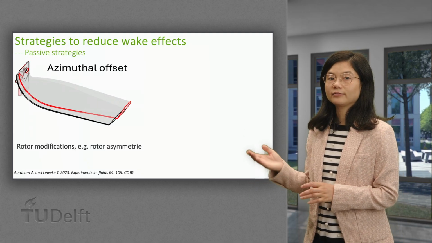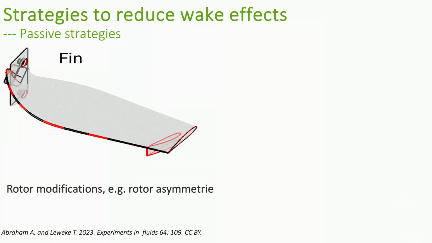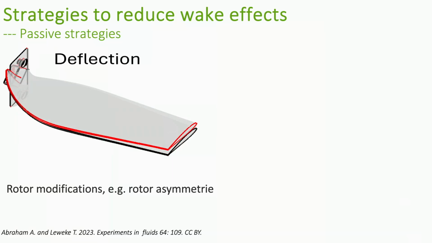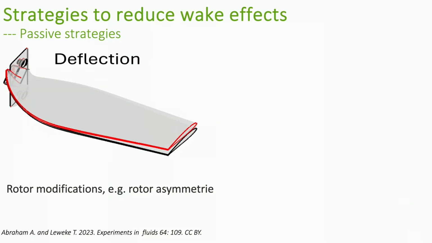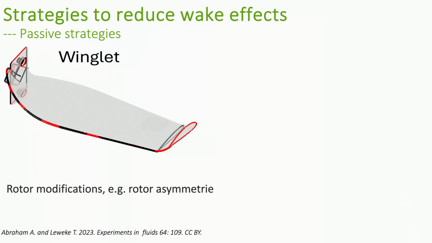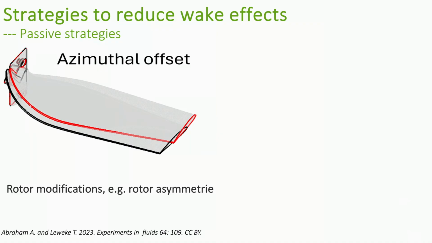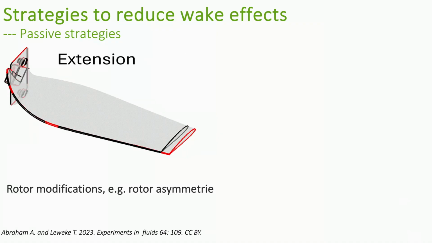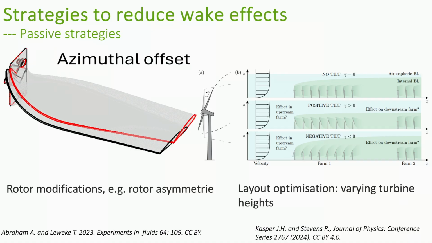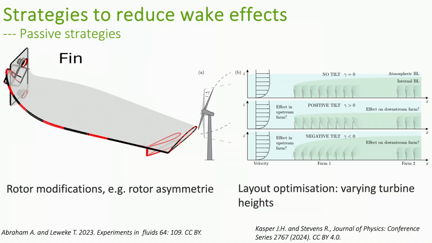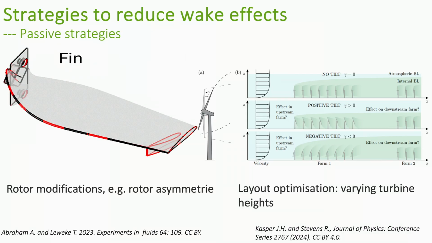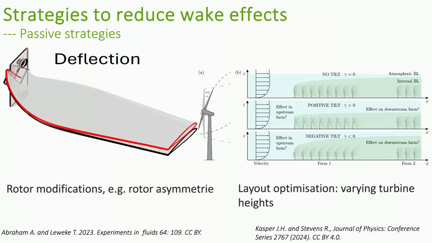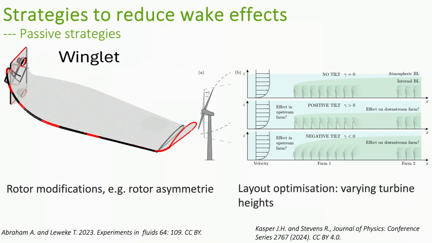The animation on the left illustrates several rotor modification concepts that introduce rotor asymmetries, such as winglets, fins, blade extension, deflection, and azimuthal offset. These changes aim to modify the wake structure and promote faster wake recovery. On the right, you can see an example of layout design using tilt rotors within a wind farm. This helps reduce wake overlap and improve inflow conditions for downstream turbines.